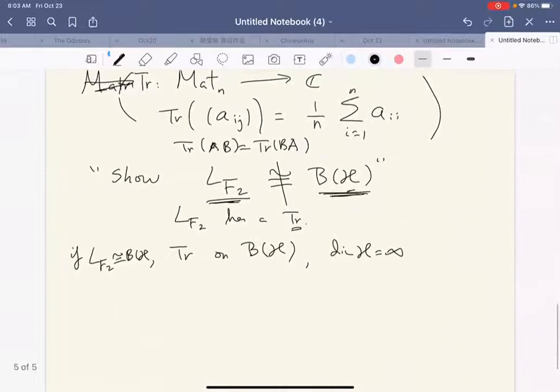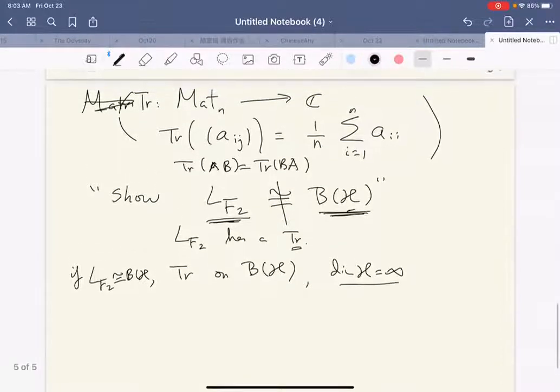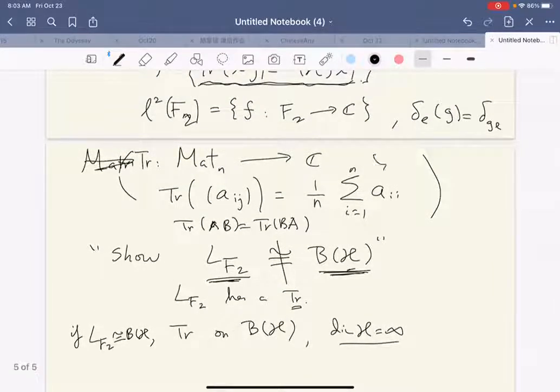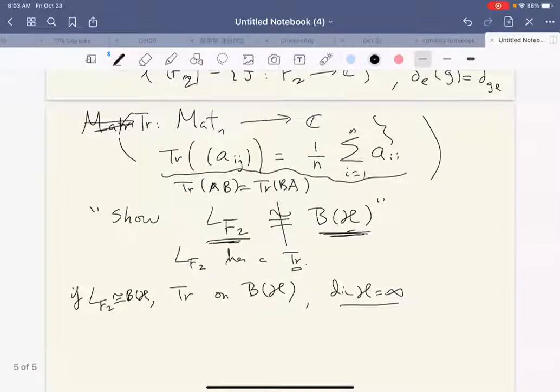So if you claim these 2 von Neumann algebras are isomorphic, then you can have a trace on B of H where H is infinite dimensional. This is important because we know if your H is finite dimensional, there is a trace. This is a trace we're all familiar with from linear algebra, right? But as soon as you go to the infinite dimensional case, then you cannot have a trace on B of H. You can see from the formula already, because in order to get a trace, you can imagine that in your infinite dimensional Hilbert space, you let n go to infinity, but then this 1 over n is a problem. It's not well defined anymore. There's no such trace.